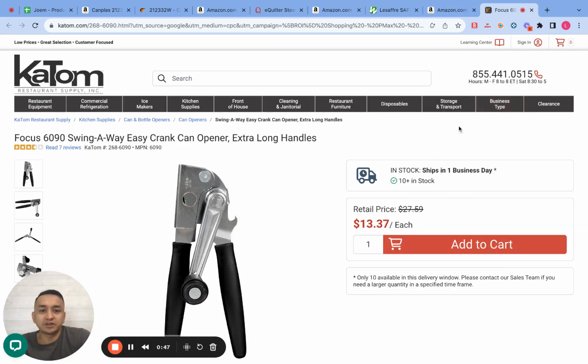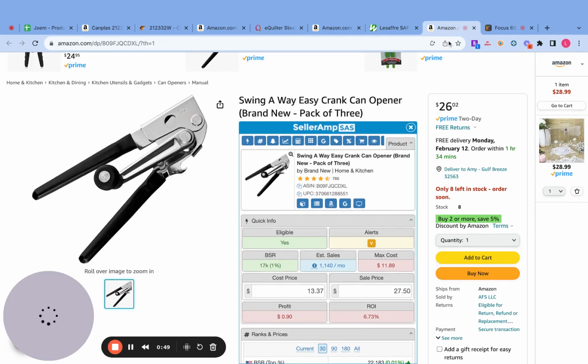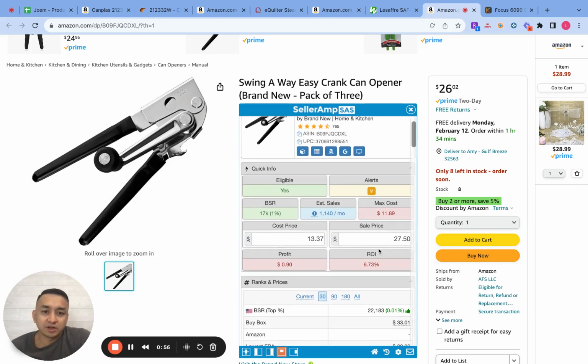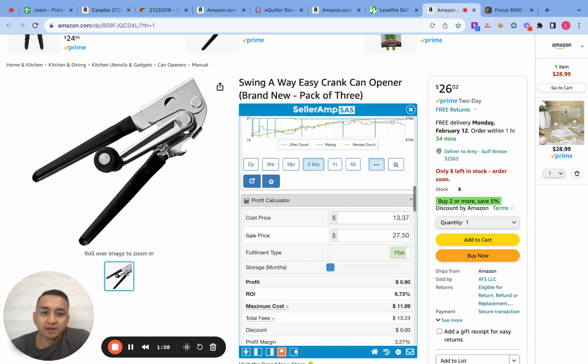So this product is 13.37. Sale price is about $27. So it's already giving you a low ROI, right? So this one is already a red flag for you. And this one's giving you 1,140 sales a month.